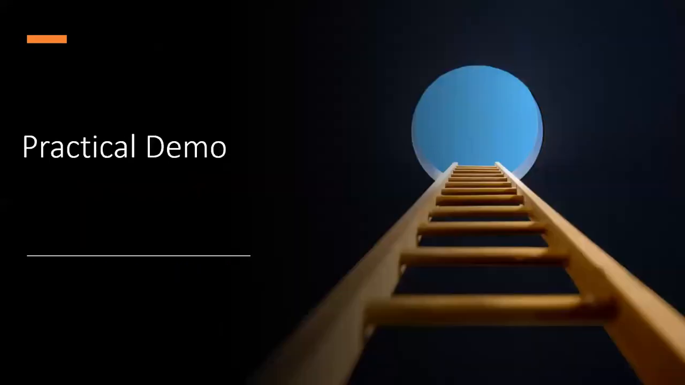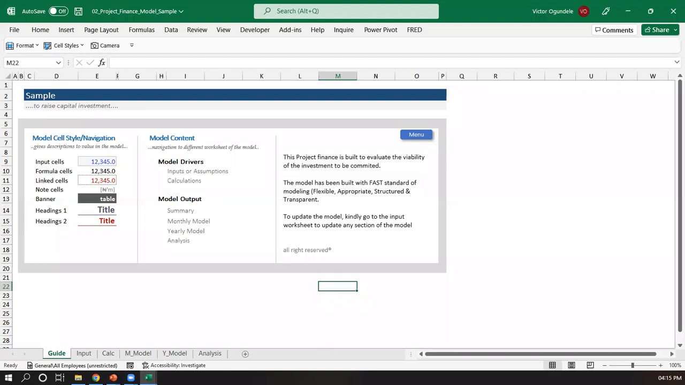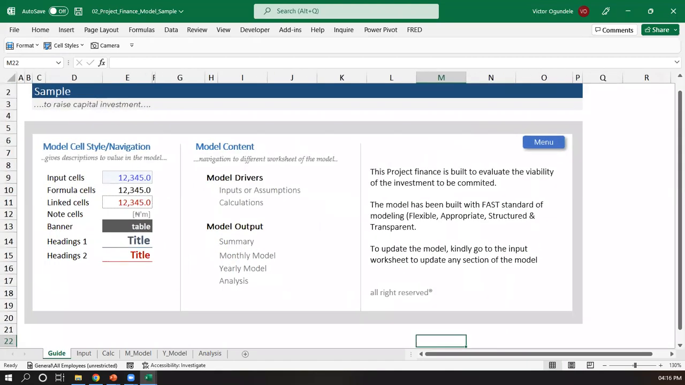Now let's take a look at a typical practical demo. I also shared that with us so that we can take a look. We have limited time, and it is not enough for us to build a simple model together. So what I've done is I decided to share a simple model that was built for a project. To simplify it, this is a project finance model that was built.